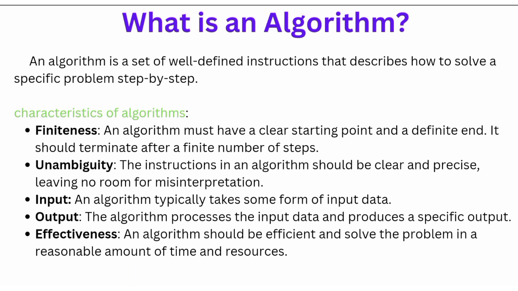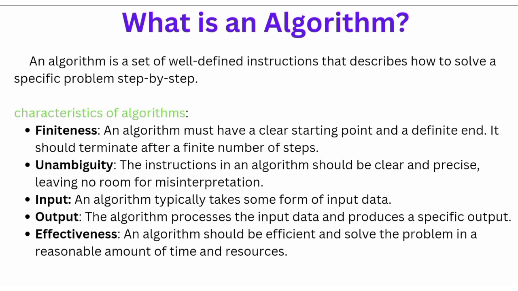Unambiguity. That means the algorithm must be very clear and precise. The algorithm must clearly mention its purpose. It must find the solution for the particular problem. And input. An algorithm typically takes some form of input data. And output. It takes some data from the user and generates some output to the user.